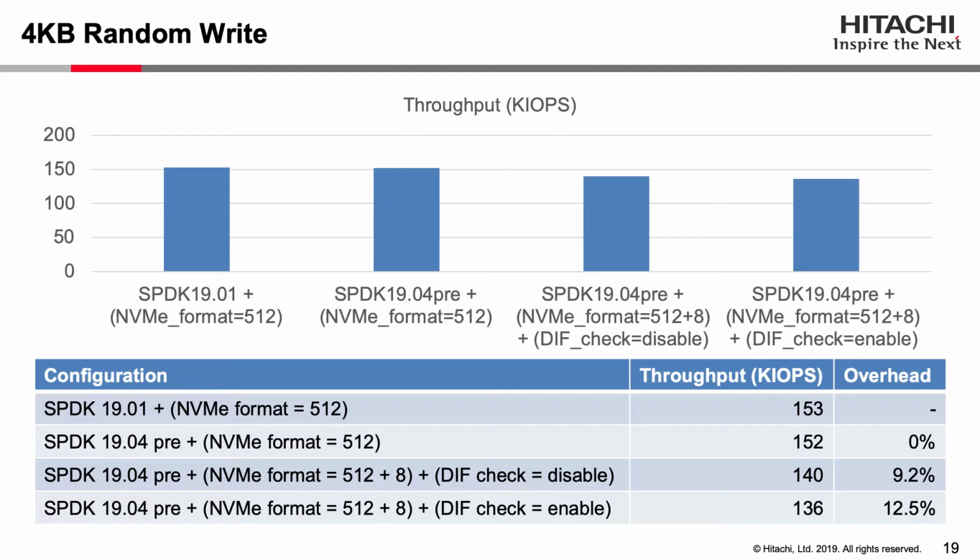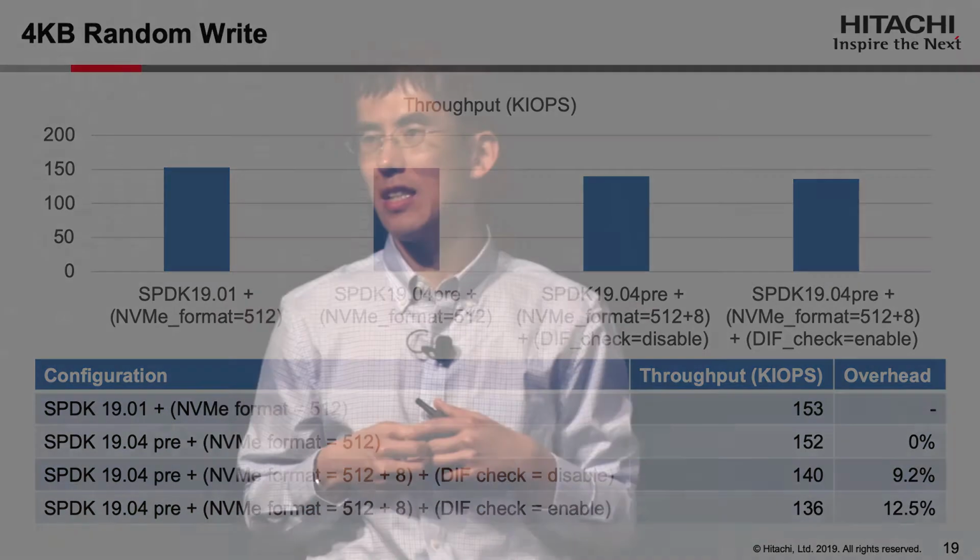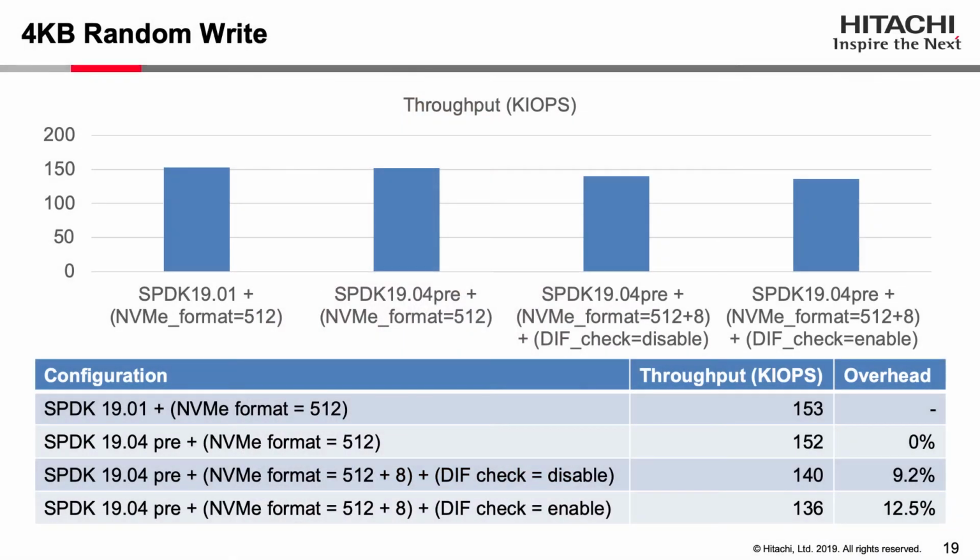This means that we leave DIF space for each data block, but we don't calculate and fill the DIF value into that space. In this case, the overhead was 9.2%, and the last one is on top of the third one, we enabled the DIF check, and this setting added 3.3% overhead, and totally the overhead of DIF insert was 12.5%.